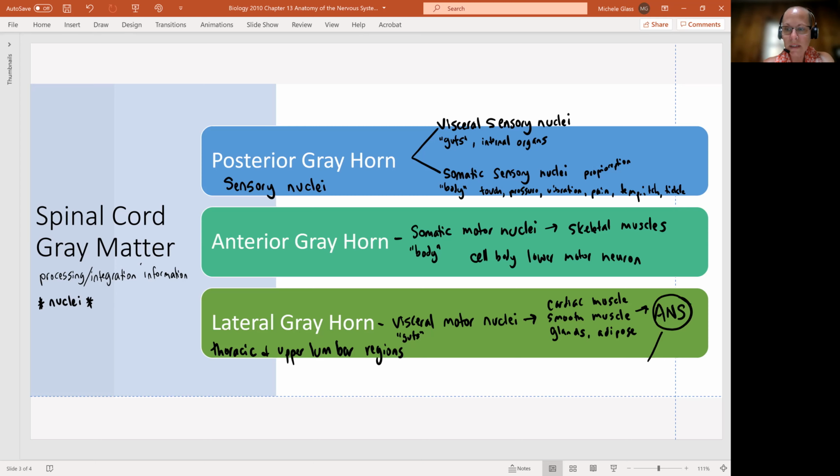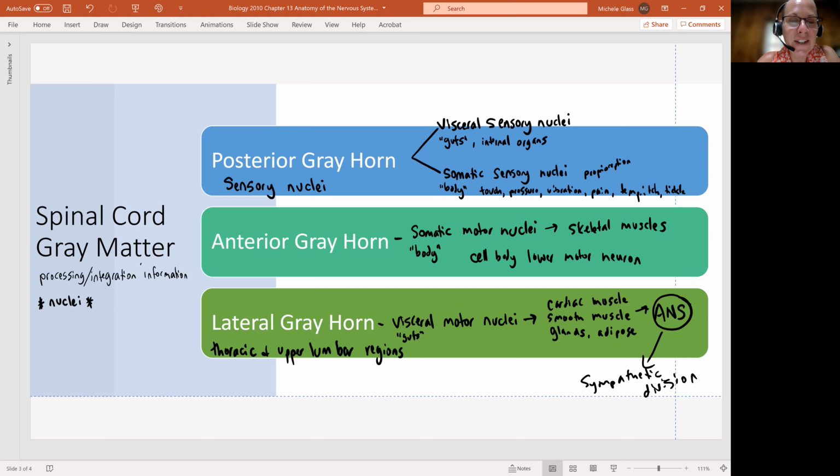Specifically, we're going to see the sympathetic division. So what we're going to be learning in Anatomy 2, when we really focus in on the autonomic nervous system in a lot of detail, we'll see that the sympathetic and parasympathetic divisions, those nuclei are located in different places in the brainstem and spinal cord. And so we'll see that for the sympathetic division, these neurons are going to be housed in these lateral gray horns.